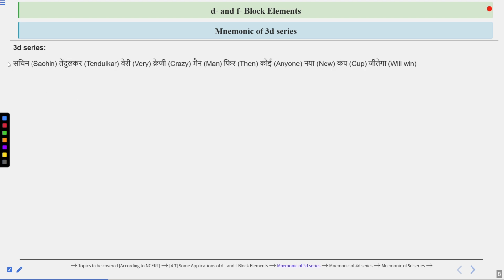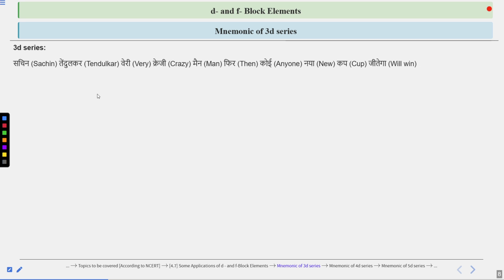Now let's see the mnemonic of the 3D series. You remember we studied the 3D series at the very start of the D block elements theory, right? So how can you learn the 3D series element by element in successive manner? Let's see the mnemonic. Sachin Tendulkar, very crazy man, phir koi naya cup jeetega. Or you can say Sachin Tendulkar, very crazy man, then someone new will win the cup.